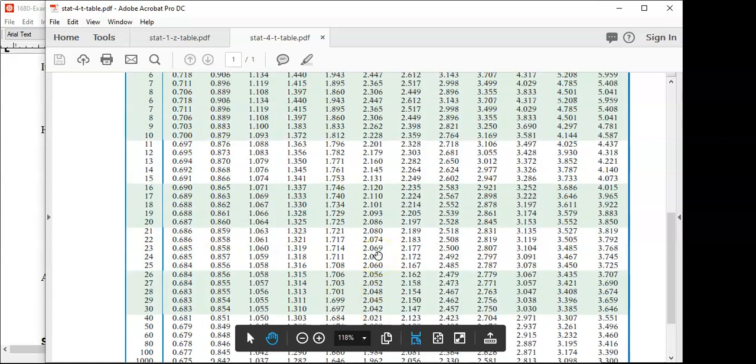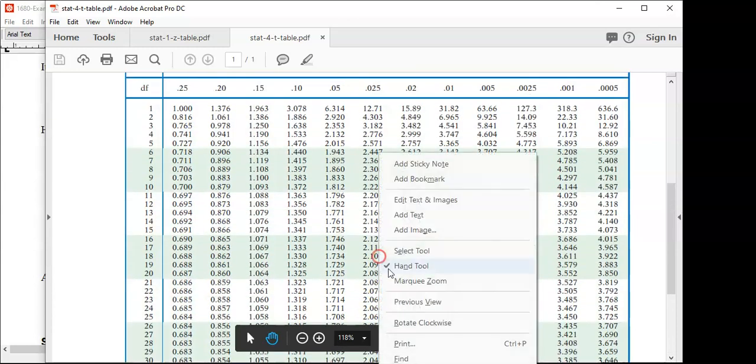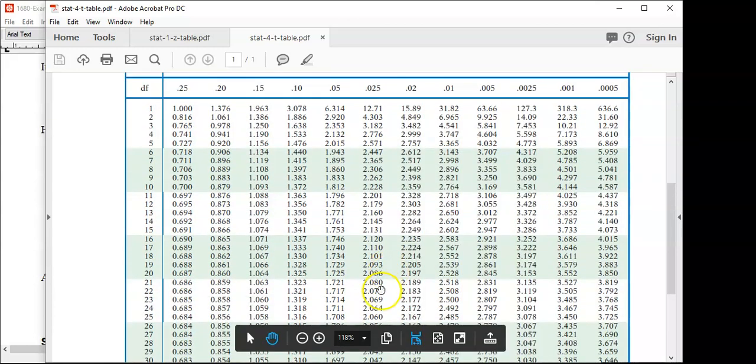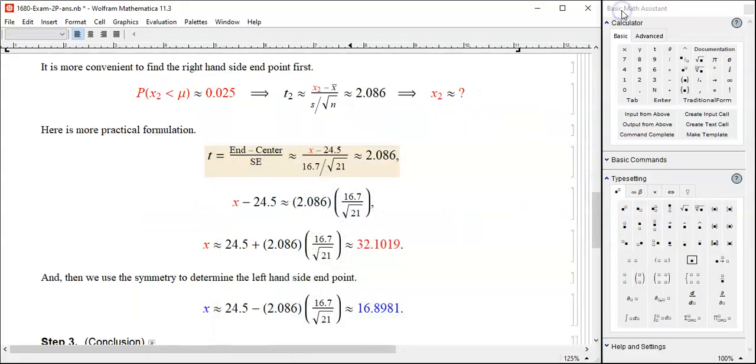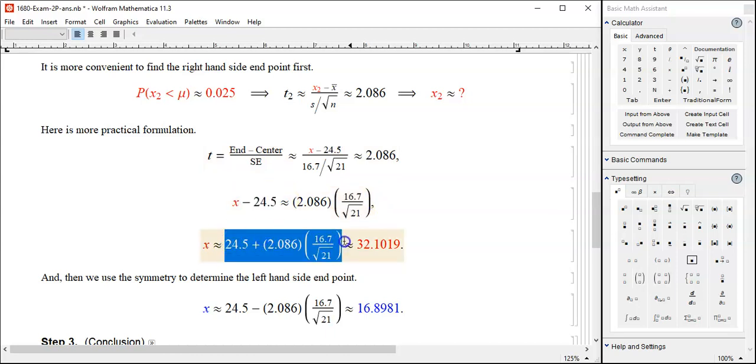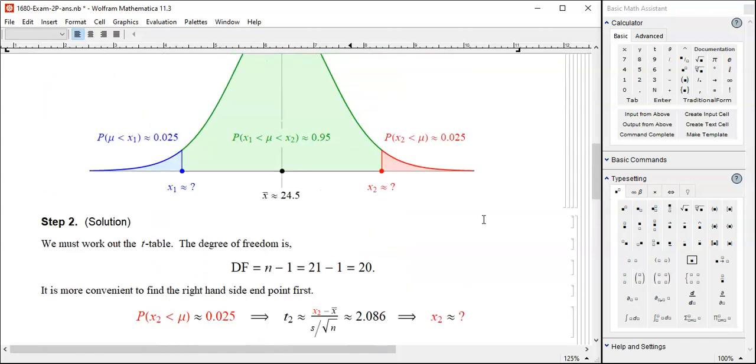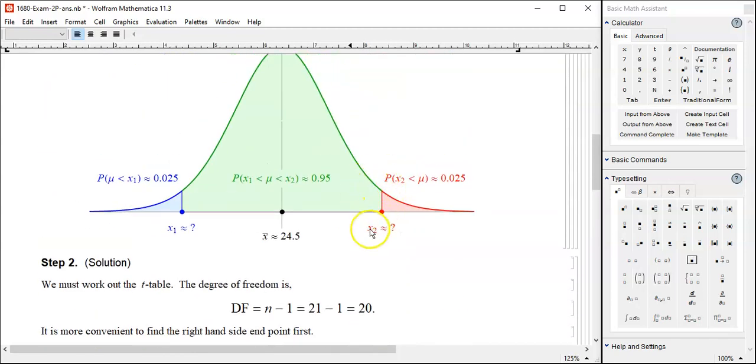In this column, find 20. Degree of freedom is 20, so here, 2.086. There. So let's solve it. Flip this denominator to the other side. We have it here, and then flip this one to the other side. We get all that. And run your calculation. You get 32.1. Now that's the right-hand side endpoint here.